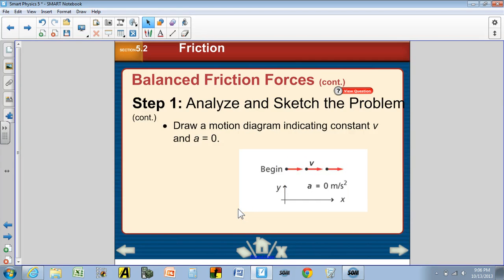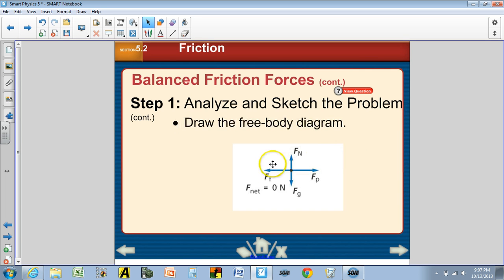If we kind of draw it out, we have velocity to the right, but zero acceleration. So zero acceleration means that all of the push force is going into counteracting the friction force. The free body diagram will show us the force of gravity, basically 25 kilograms times the 9.8 meters per second squared will give us the force of gravity.